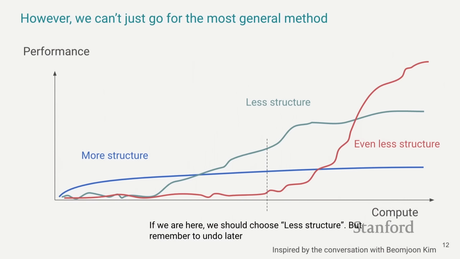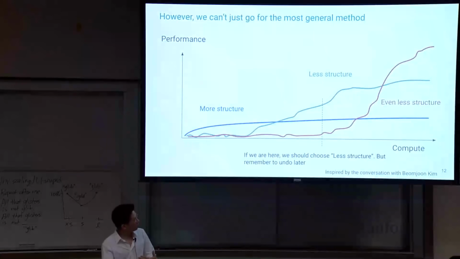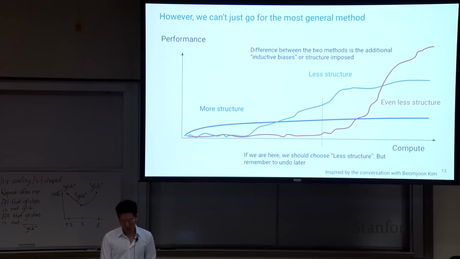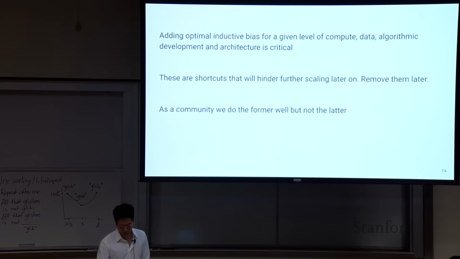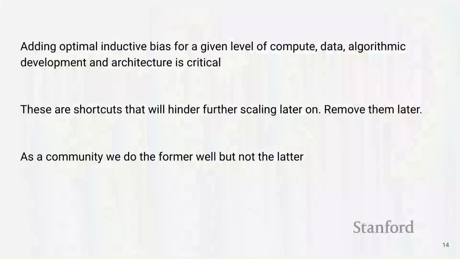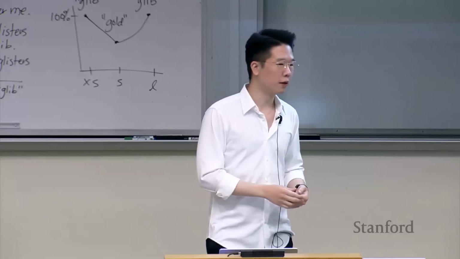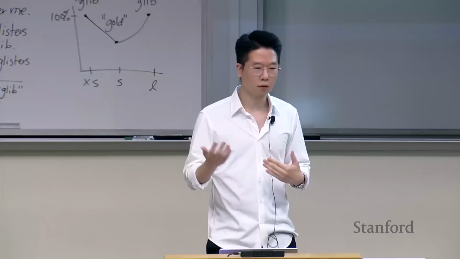But crucially, we need to remember that we are adding some structure because we don't have compute, so we need to remove that later. And so the difference between these two methods is the additional inductive biases or structure someone imposed, that typically don't get removed. So what that means is that at the given level of compute, data, algorithmic development, and architecture that we have, there's an optimal inductive bias or structure that we can add to the problem to make progress. And that has been really how we have made so much progress. But these are shortcuts that hinder further scaling later on. So we have to remove them later on when we have more compute, better algorithms, or whatever.